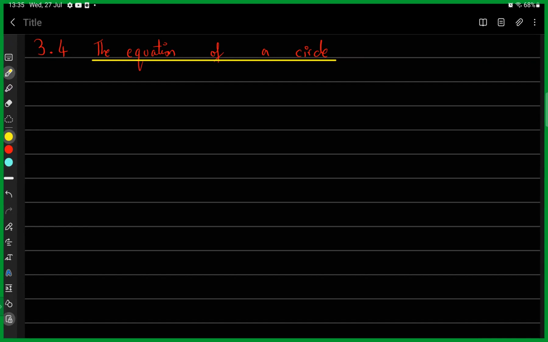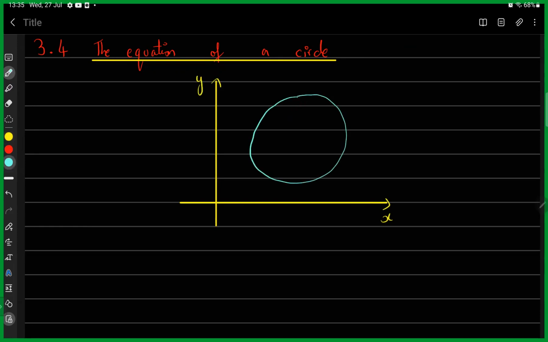Now imagine, let me make the axis first. This is the y-axis. And let's say this is the x-axis. And here I have a circle. Okay. Now, this is the center of the circle. Let's say this coordinate is right here is A, and this one is B, and then this is the radius of the circle R. Okay.